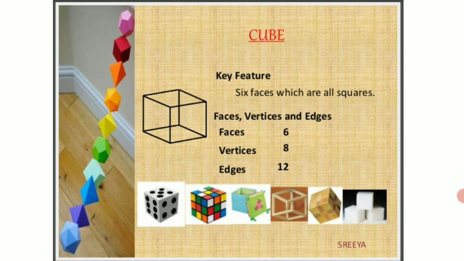Now let us come to the cube. See, the cube also has six faces, 8 vertices and 12 edges. The key feature of the cube is that it has six faces with all six faces as squares. Here, children, you can see the cube, then the dice, then a sugar cube. These are all the pictures or examples of a cube.